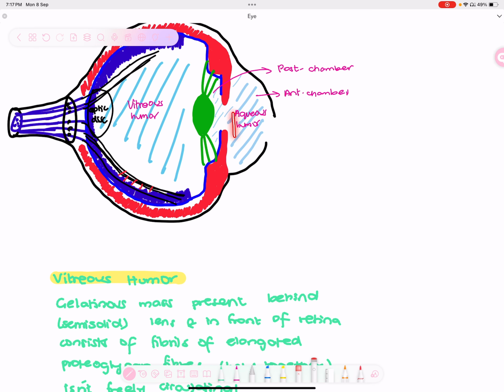Now our video focuses on aqueous humor. So now let's completely shift our focus towards that. And I really hope that you understand this part. The anterior section has two regions: the anterior chamber and the posterior chamber. And aqueous humor covers both. It fills both the chambers.